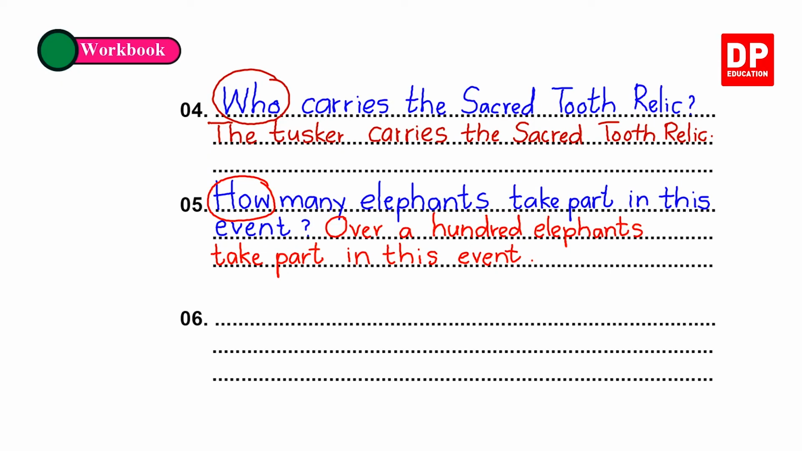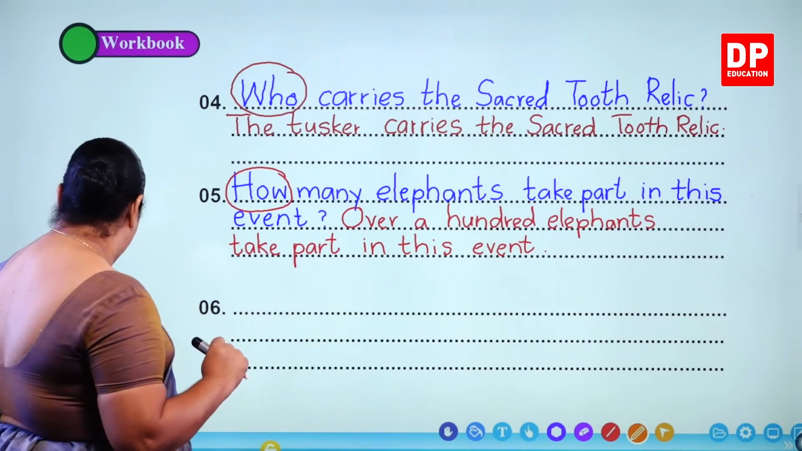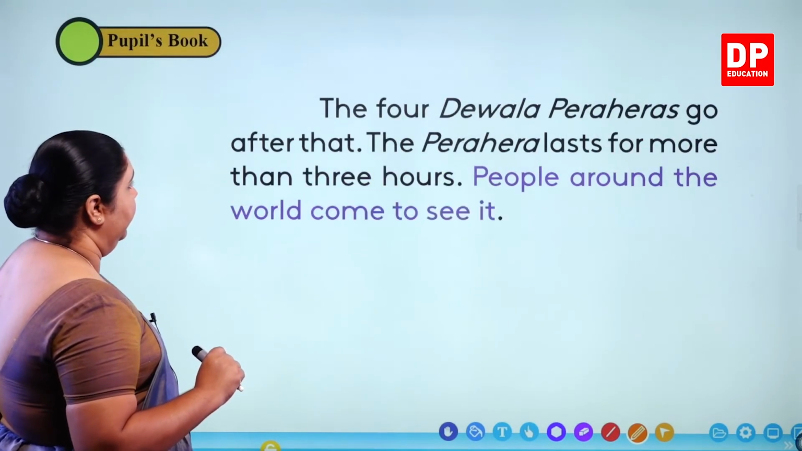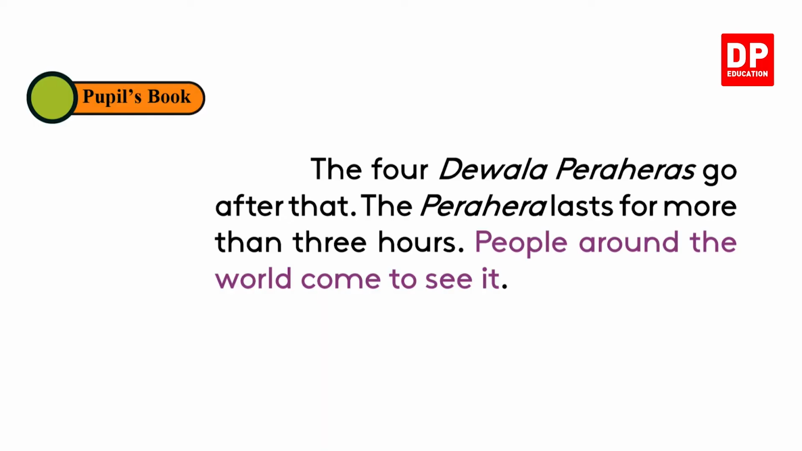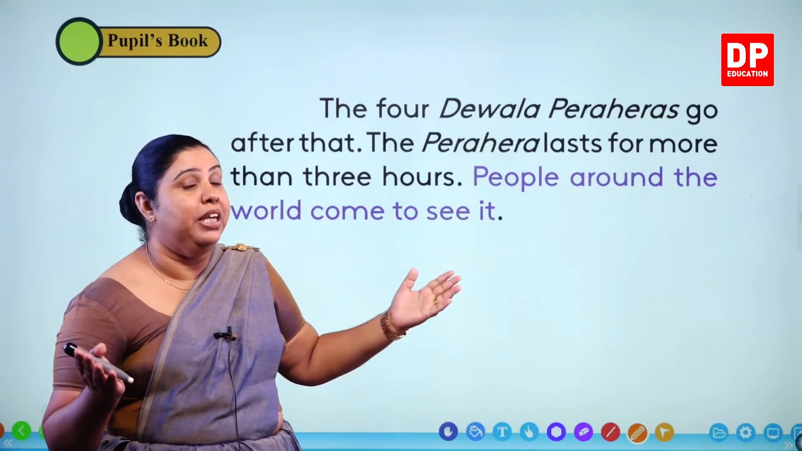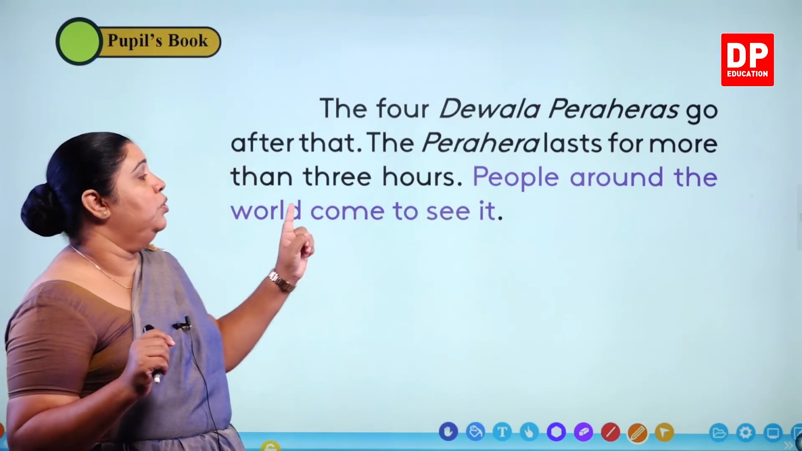Right. Now we have our last answer and we have to make our last question. Can you remember we had in our last paragraph, people around the world come to see it. Now that has to be an answer. People around the world come to see it.